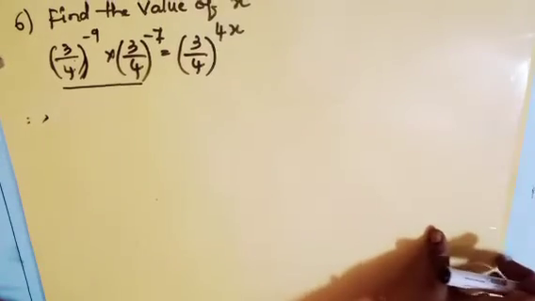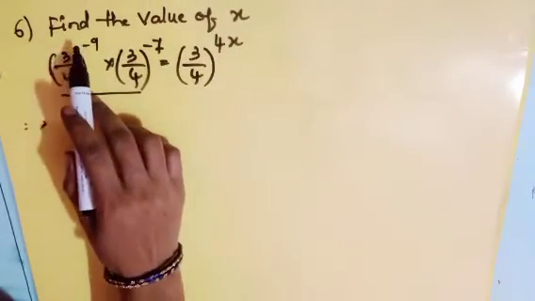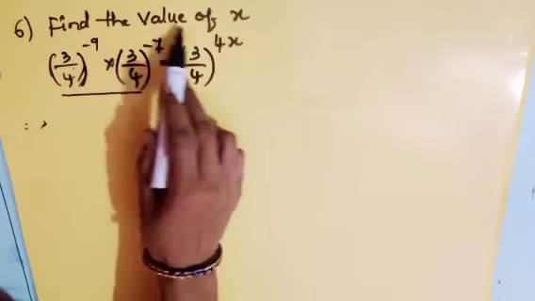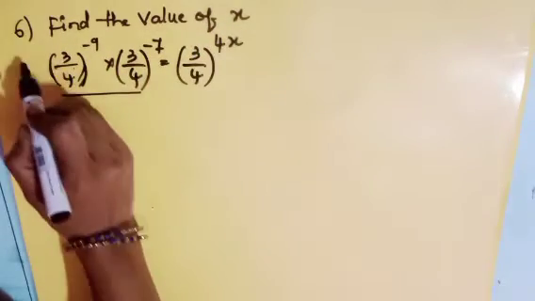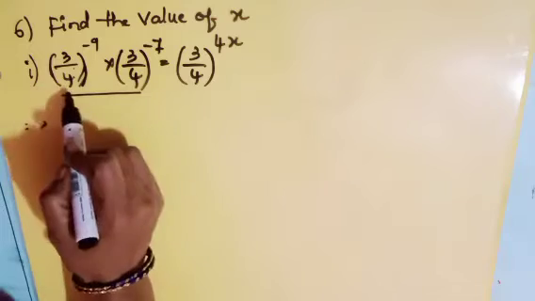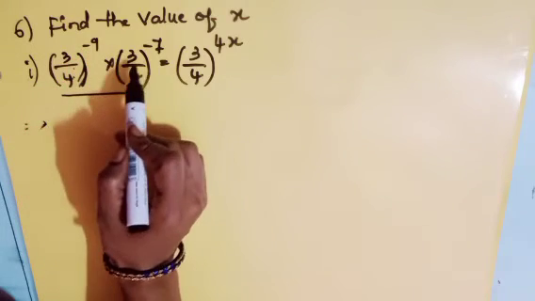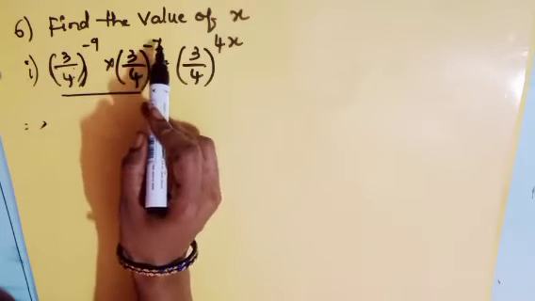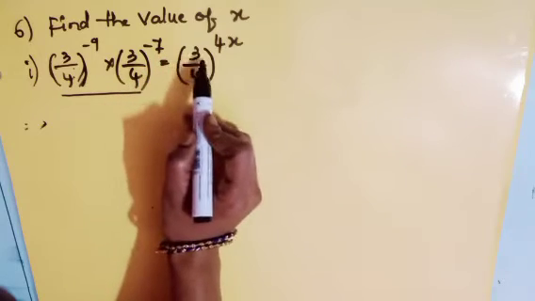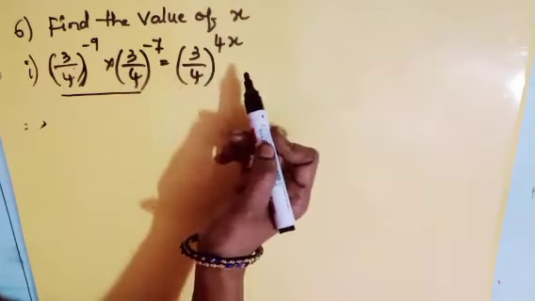Sixth one, sixth main, that is find the value of x. (3/4)^(-9) × (3/4)^(-7) = (3/4)^(4x).